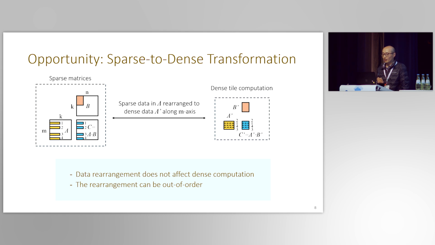After the rearrangement, the tiles A prime and B prime can be multiplied using normal matrix multiplication. The output tile C prime is also dense. When writing it back to the C matrix, it follows the reversed order of how matrix A is rearranged. The key of this transformation is that the data rearrangement does not affect the dense computation.